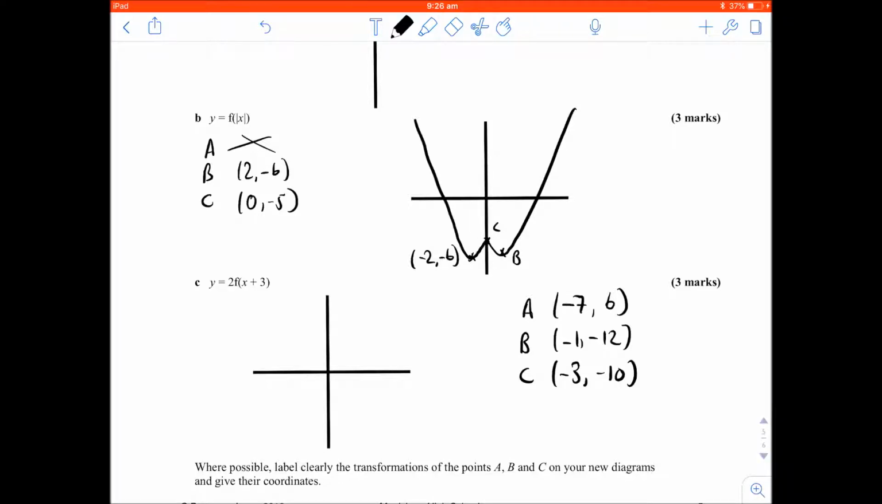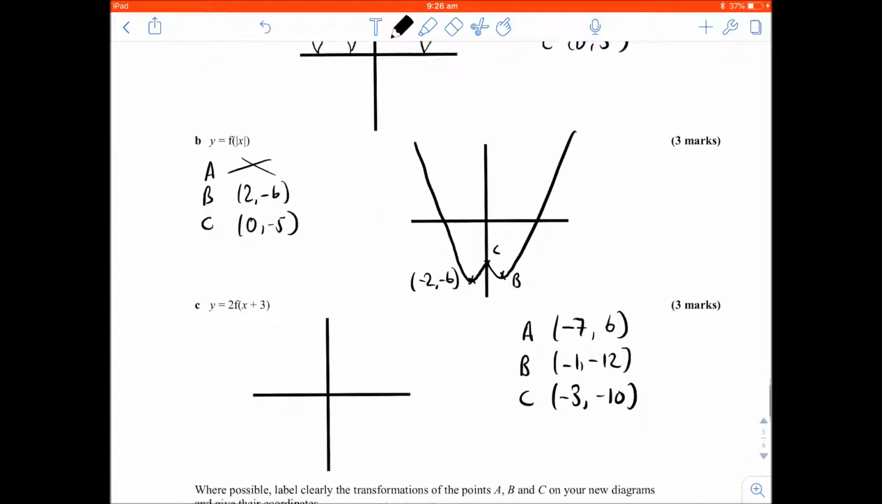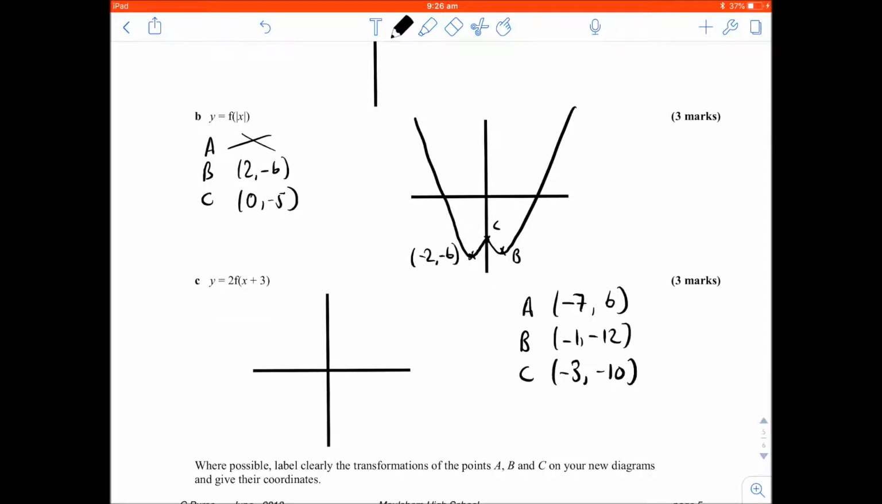So looking at these 3 points, we know that the shape of the curve is still going to be the same. And so we can say that we've got minus 7, 6, so we've got a point up here. We've got minus 1, minus 12, so we've got a point down here, and we've got minus 3, minus 10, which is just before it. So our graph's going to look something like this, with the values A, B, and C.